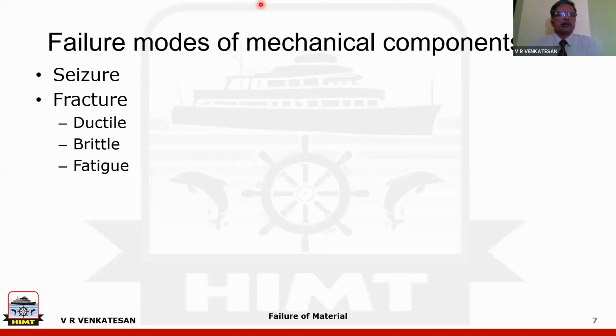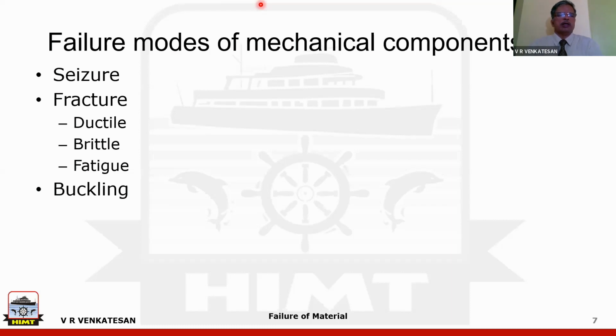So that is one type of failure. Then there are different types of fractures. Fracture means a part is broken. It has come apart. Something is broken in that part. That is called a fracture. And there are generally three types of fractures. One is called ductile fracture, the other is brittle fracture, and the third is fatigue fracture. We'll be looking at these in greater detail.